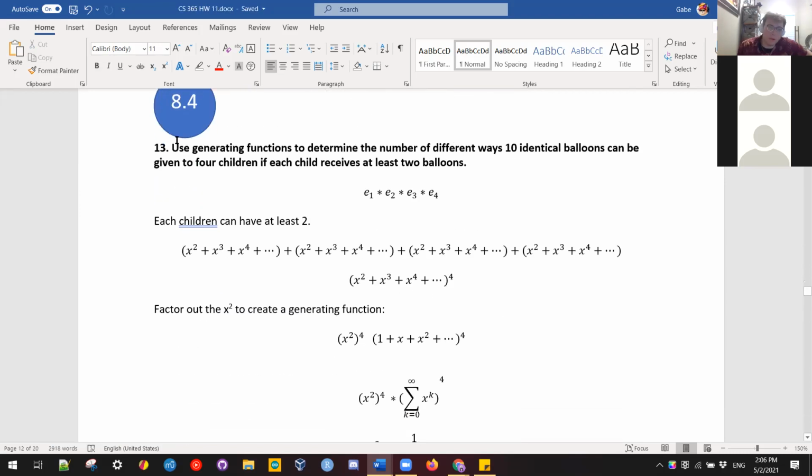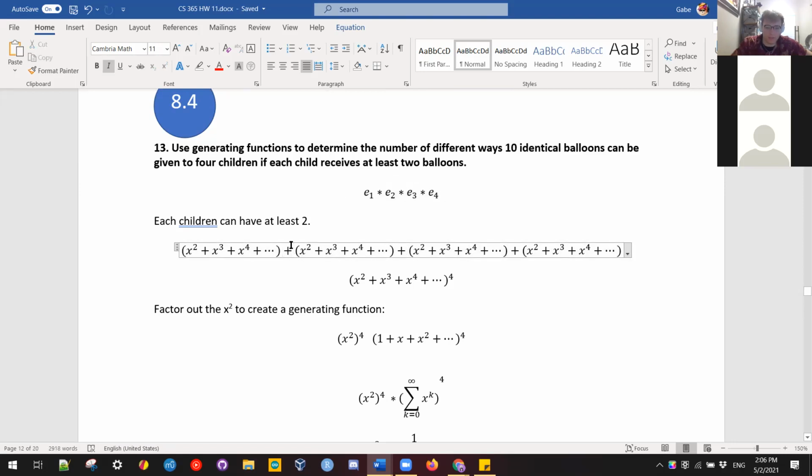Cool. So 8.4, using generating functions to determine the number of different ways 10 identical balloons can be given to 4 children if each child receives at least 2 balloons. I like these ones. They're a little hard, but we can do them. In the class lecture, we were taught that these are just like E's. So these are children, right? Right. And so there's 4 kiddos.